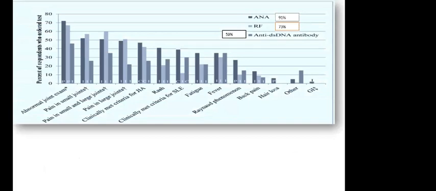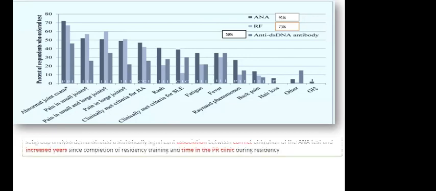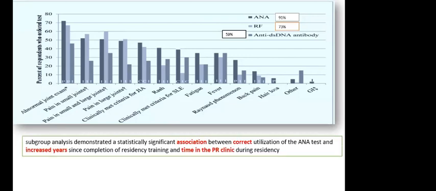The most commonly ordered rheumatological lab is ANA. 91% of the doctors answered yes to the ANA antibody. The next is rheumatoid factor, ordered by 73% of the doctors, and 59% have ordered an anti-double strand antibody. And the most common reason for ordering those laboratory tests is an abnormal joint examination.